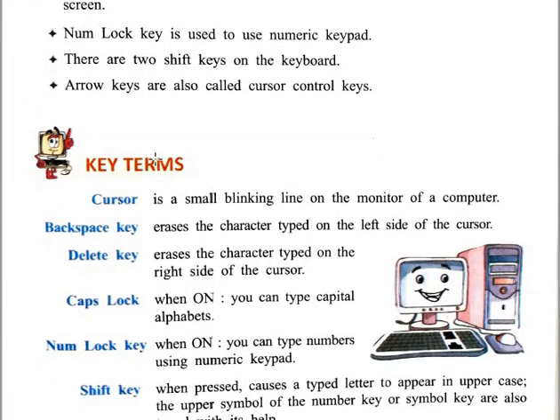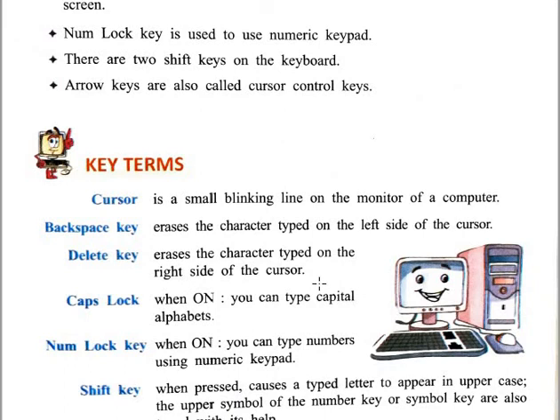Key terms. Cursor: a small blinking line on the monitor of the computer is called the cursor. Backspace key erases the character typed on the left side of the cursor. Delete key erases the character typed on the right side of the cursor. If you want to erase a character on the left side of the cursor, which key do you use? Backspace key. And if you want to erase a character on the right side of the cursor, use the delete key.